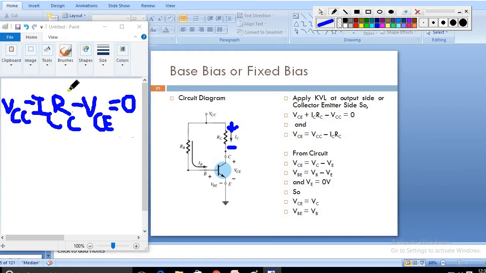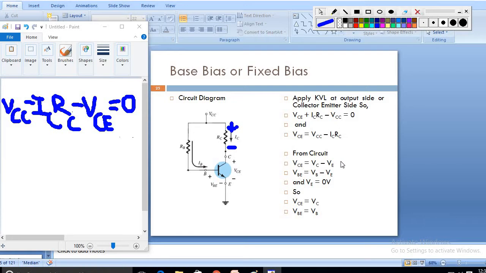From this equation I need to get VCE, because I am applying the output side and I want to know VCE. So for that reason, I need to look into this. VCE is equal to what? After rearranging this equation, VCE is equal to VCC minus ICRC, shifting the VCC to the right side and minus ICRC also to the right side. So we get VCE is equal to VCC minus ICRC.